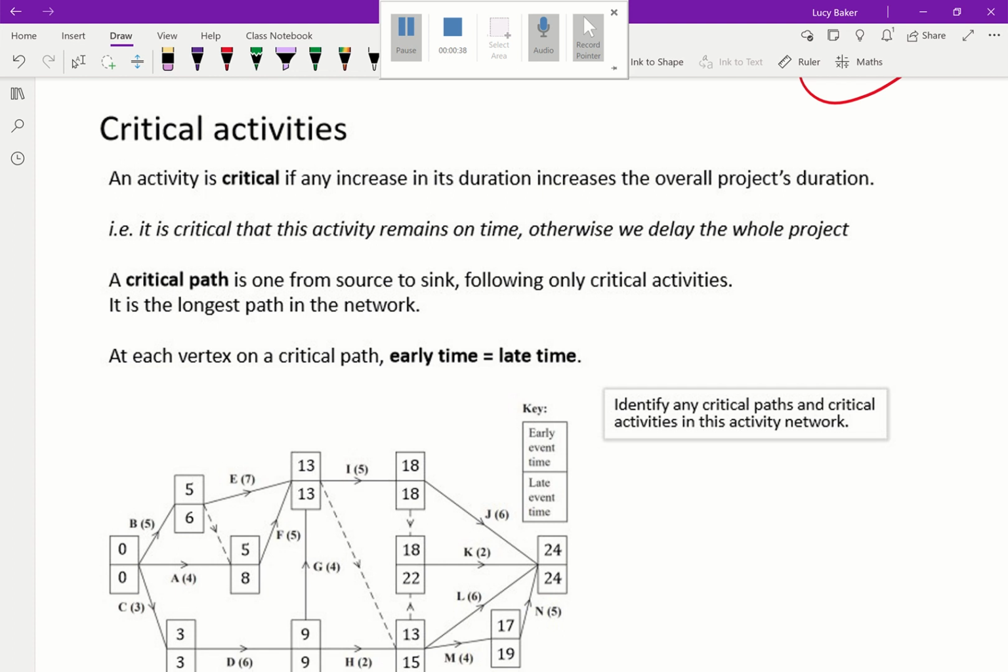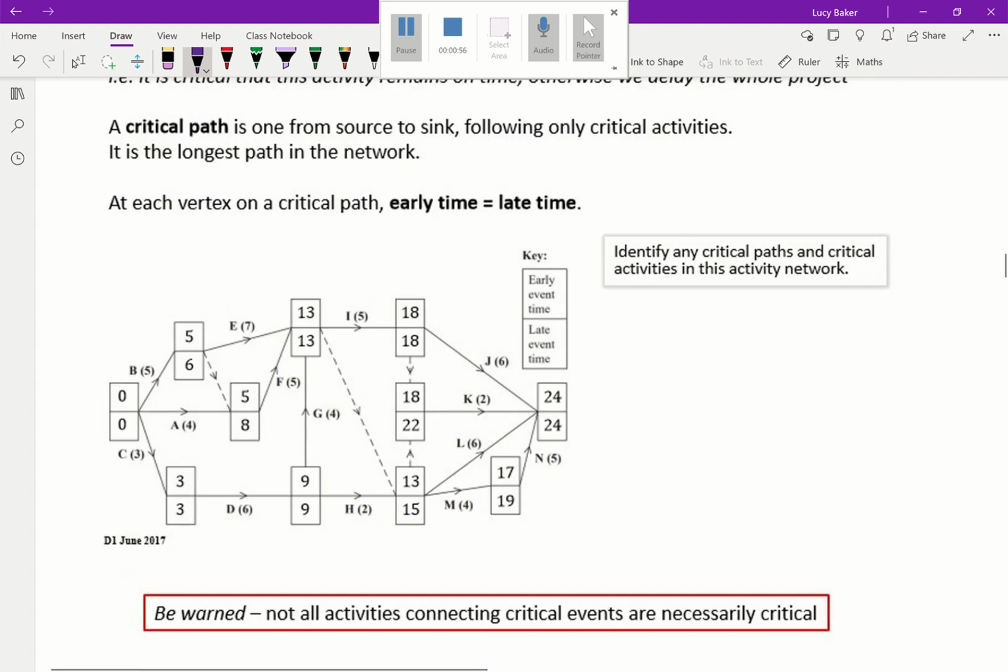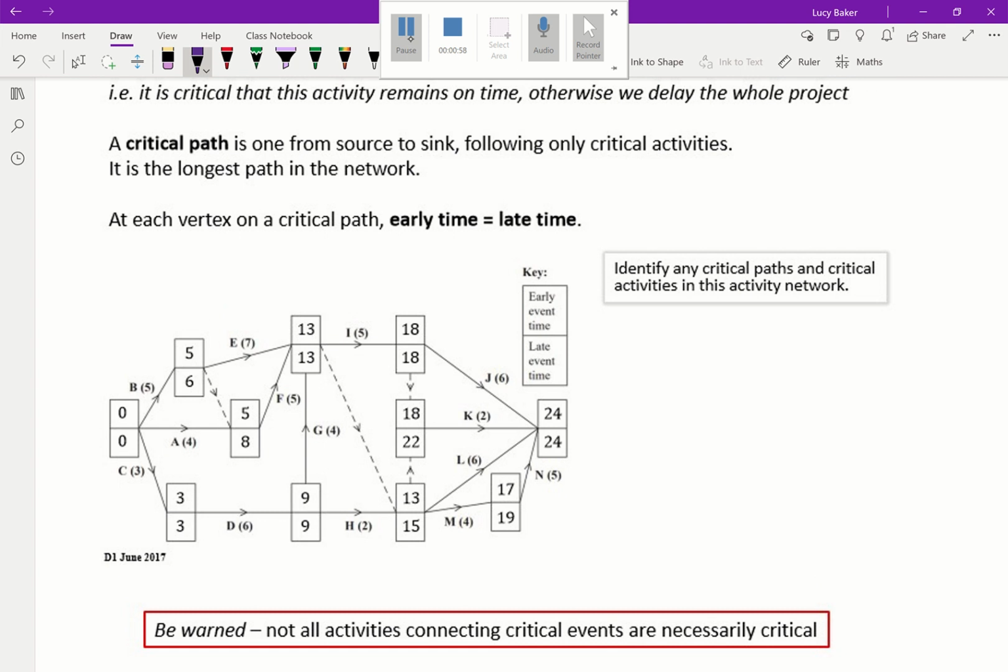But some are critical, and with these critical ones, there's absolutely no room for movement. If we didn't complete it in the time stated, then the whole project would be delayed. Okay, so a critical path is one from source to sink following only critical activities. It's the longest path in the network. At each vertex on a critical path, the early time equals the late time.